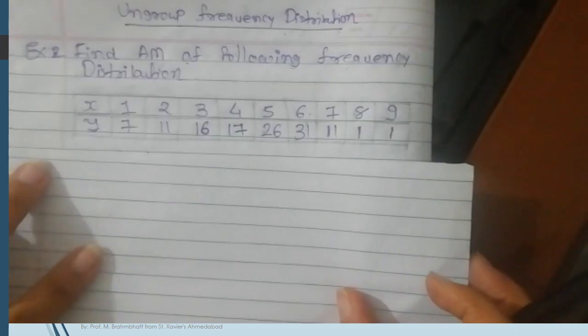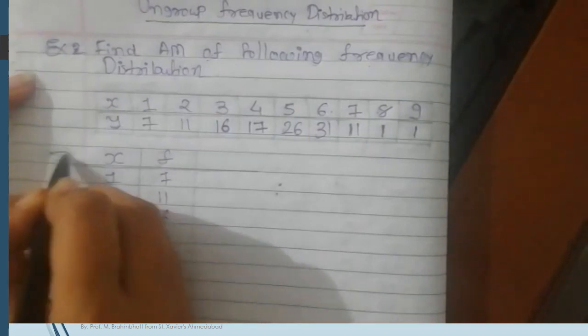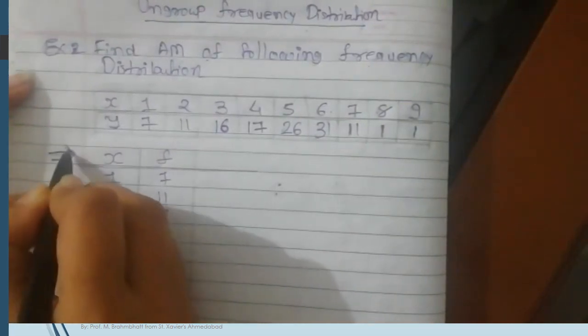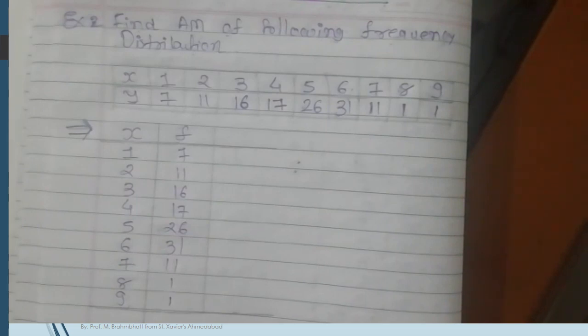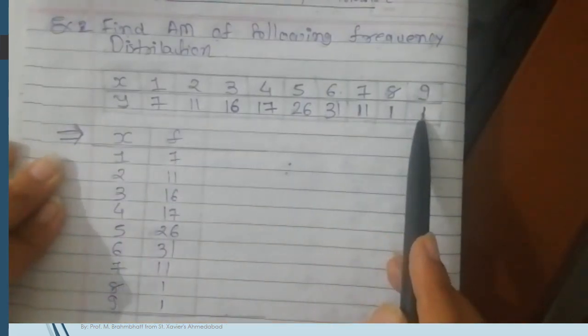Now let's see how to perform the calculation for this. For performing the calculation, first of all you have to prepare the table. I have already prepared the two columns for the table, which are x and f. The x and f values are the same as given in the question. The horizontal table is given in the question, but you have to prepare the vertical table. It is easy for us to find the further calculations.